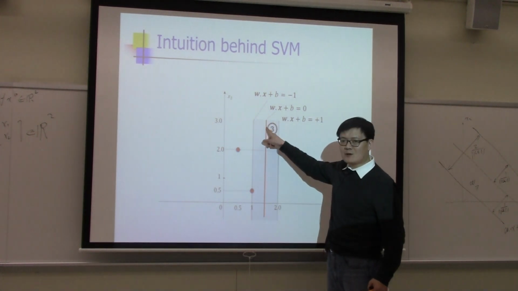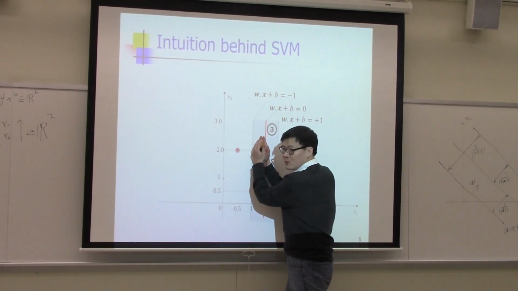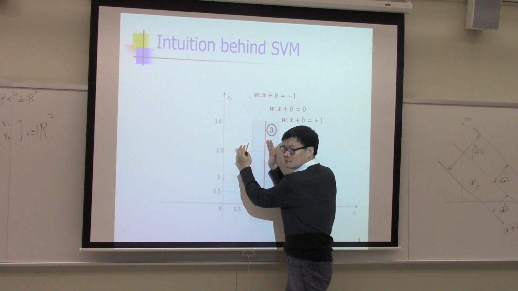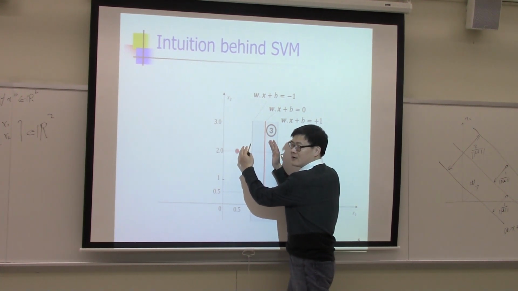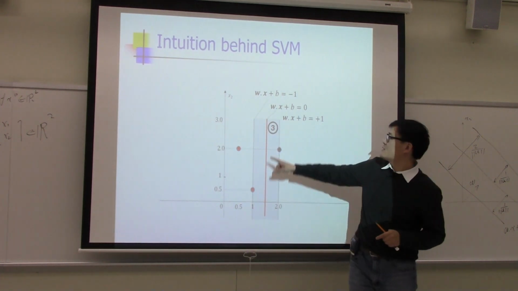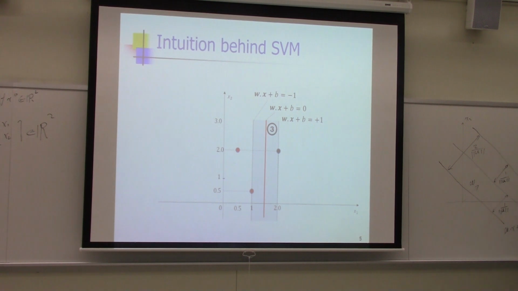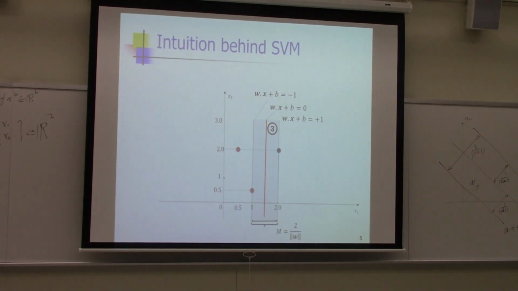So this is your separating line, right? You move the line in parallel in both directions, equal distance, until it cannot move further. And then the width is called the margin. So this is the margin, and it has the general form 2 over the norm of W. Different data sets have different W, so that's why the margin is different.